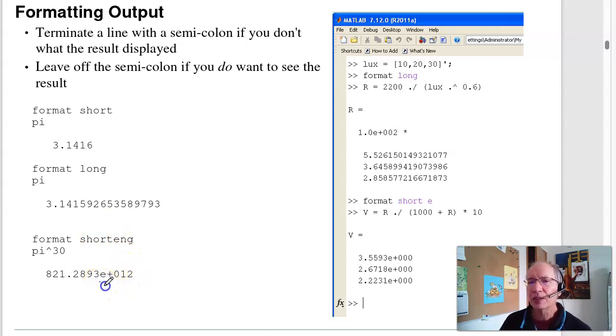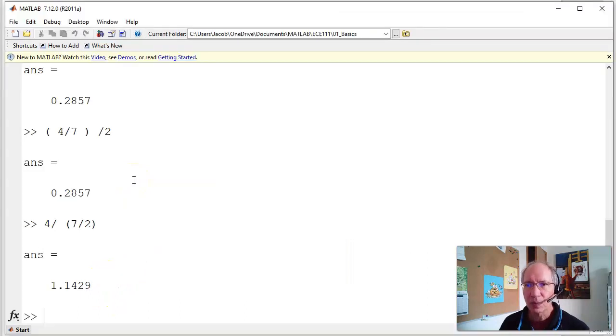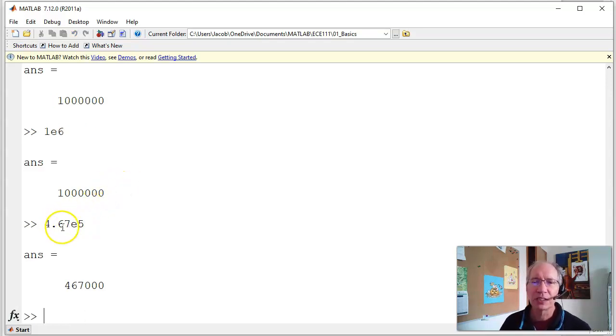And another notation in MATLAB, E. This means exponent. If I want to do a number like a million, what I could do is 1, 0, 0, 0, 0, 0, 0. That gives me 1 million, or 1E6. That means 1 times 10 to the 6. 4.67E5 is 4.67 times 10 to the 5th. So that's just a convenient way of typing in numbers in MATLAB. This is 4.67 exponent 5, meaning times 10 to the fifth.